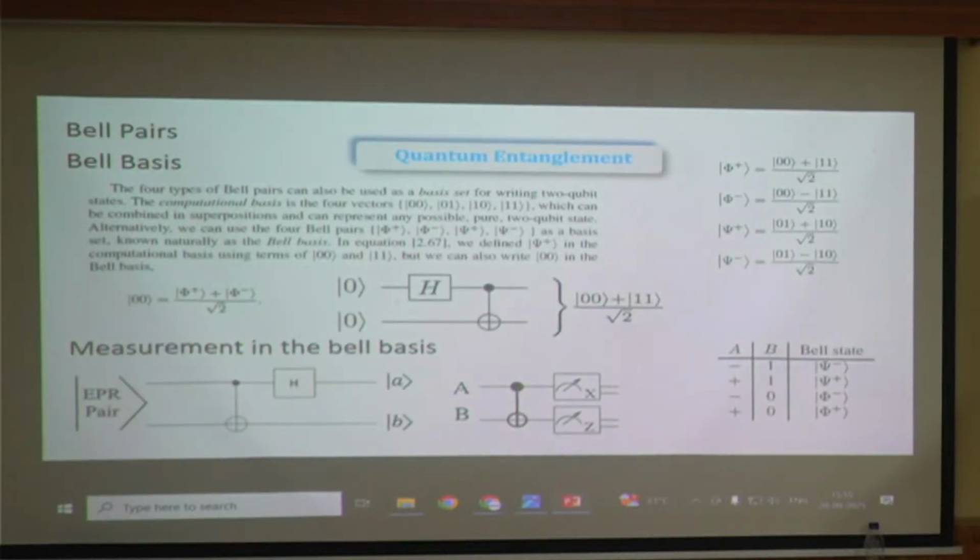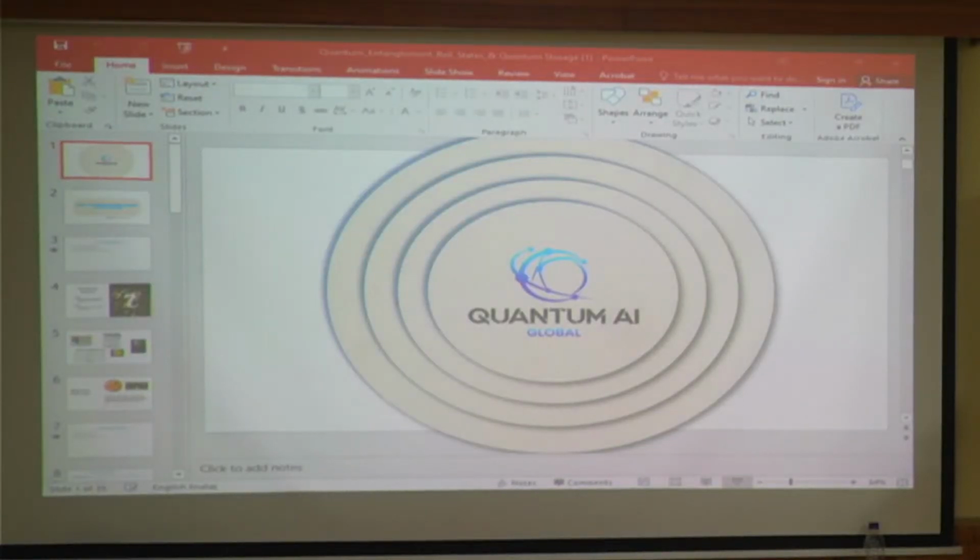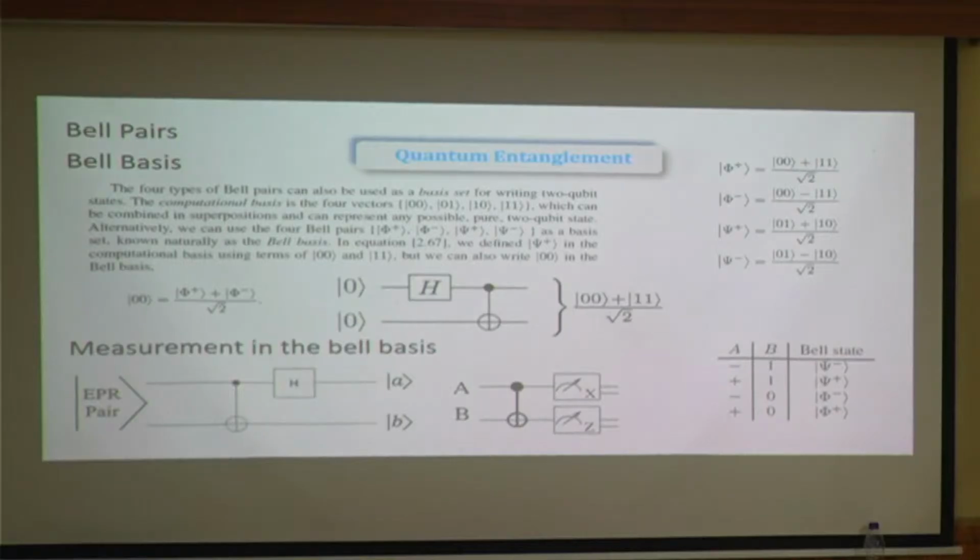So now I will come to the entanglement and the Bell states. These are the maximally entangled, maximally correlated states, mathematically 2 qubit states. Here you see 00 + 11 by root 2, and 00 minus 11 by root 2, 01 + 10 by root 2, and so on.